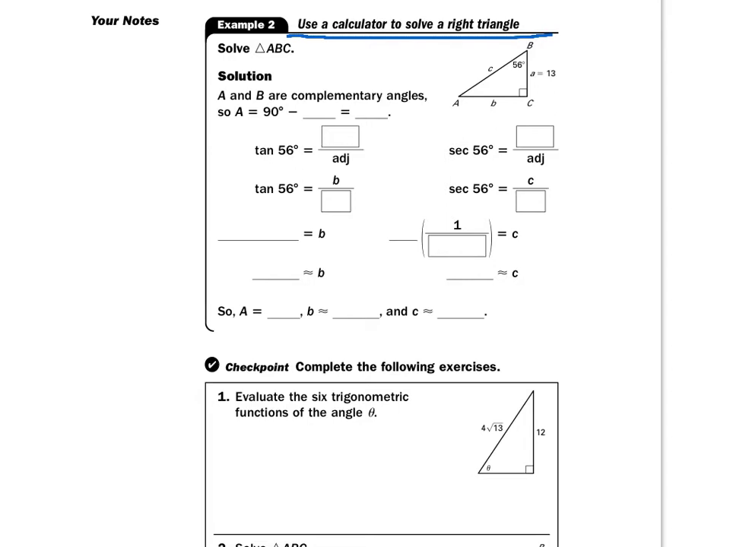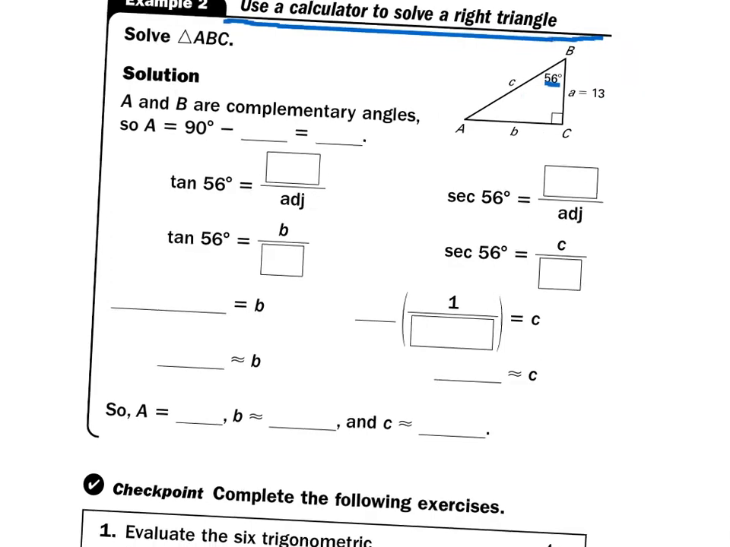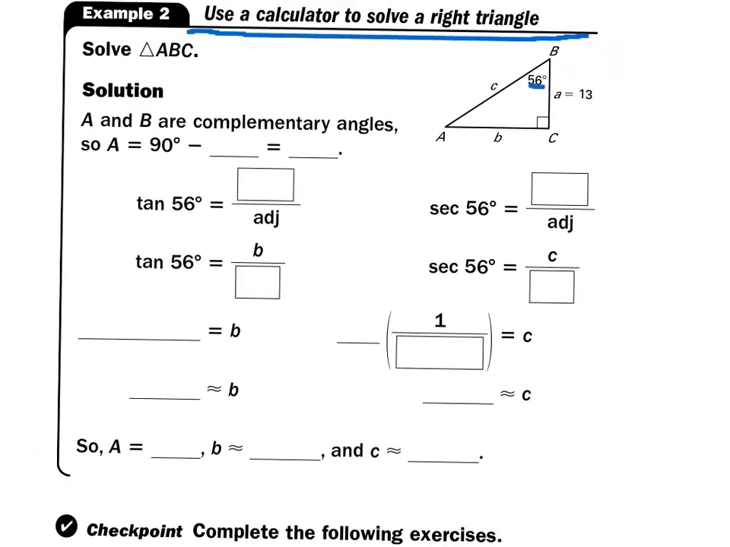So let's take a look. A and B are complementary angles. So if I gave you angle B, let me make this a little bit bigger, easier to write. If I gave you 56, I hope that you know that angle A down here is going to be 90 minus 56.